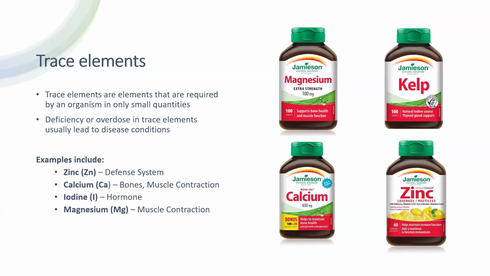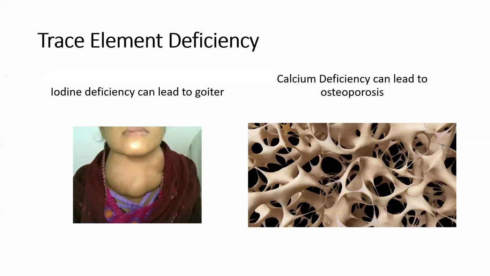All right. So, like I said, having too much or too little of these trace elements will often cause problems. This is what's called goiter. That's when your thyroid gland enlarges because of iodine deficiency. Okay, it's not the only cause of goiter, but this is one of the reasons.